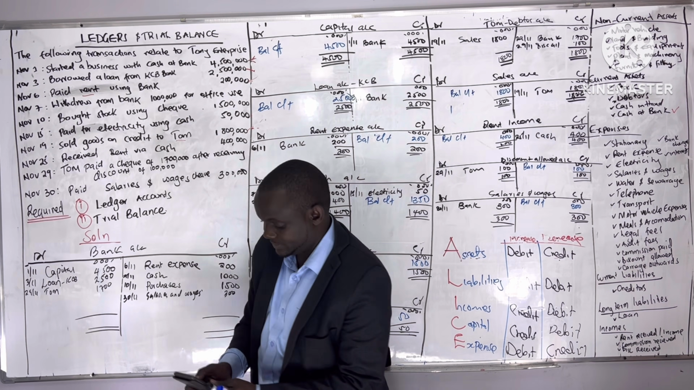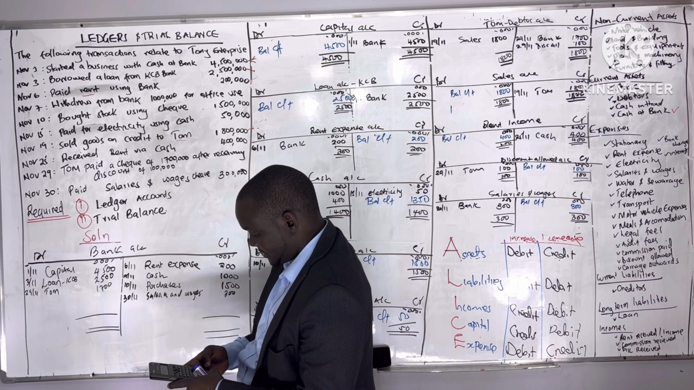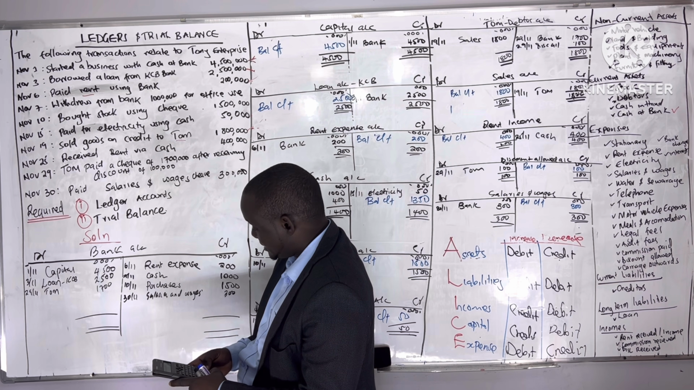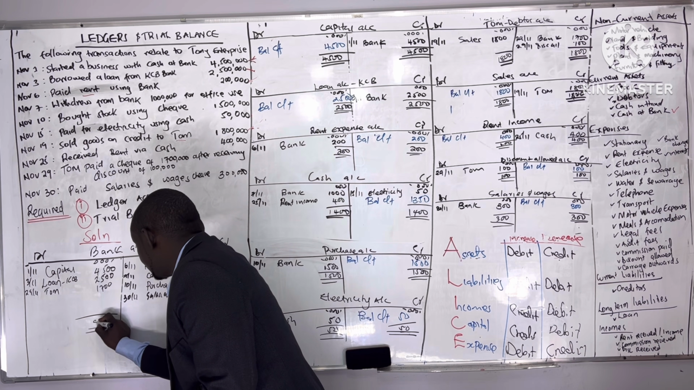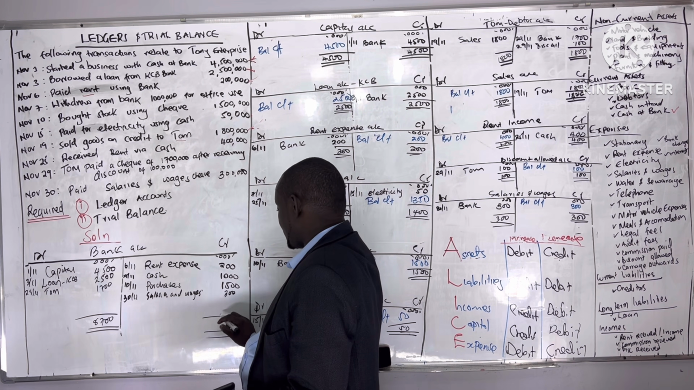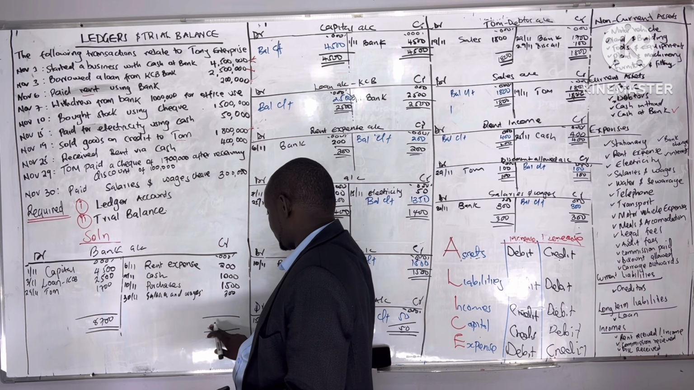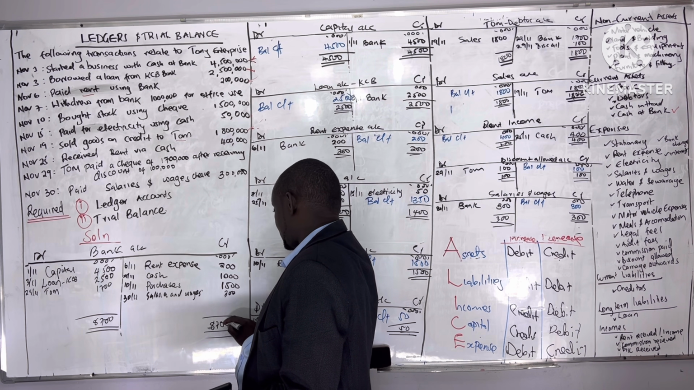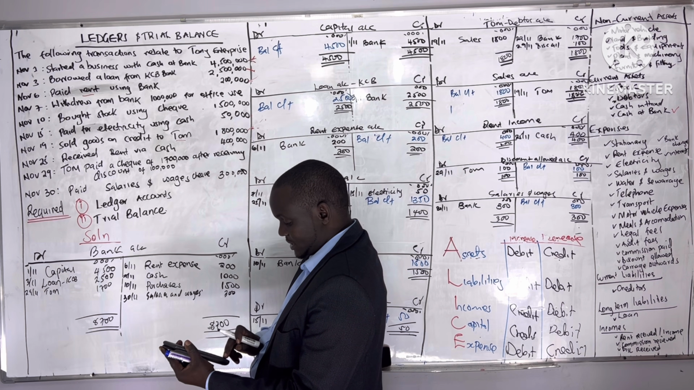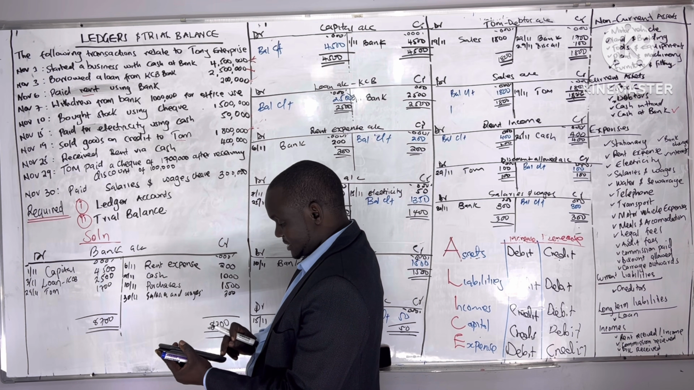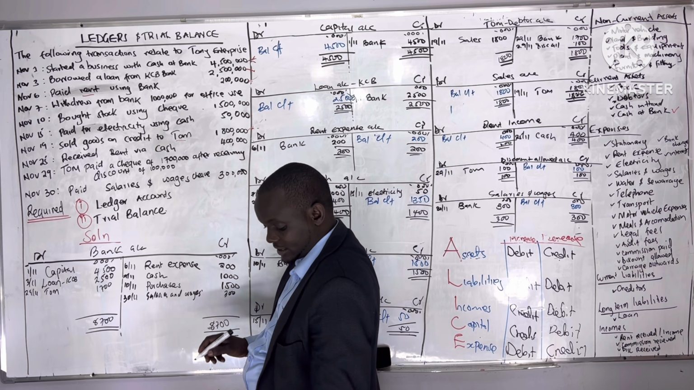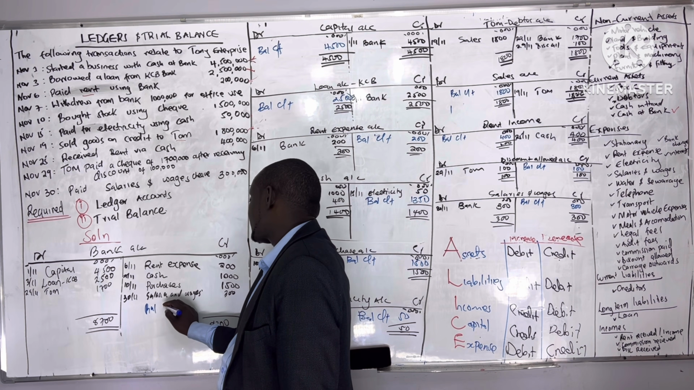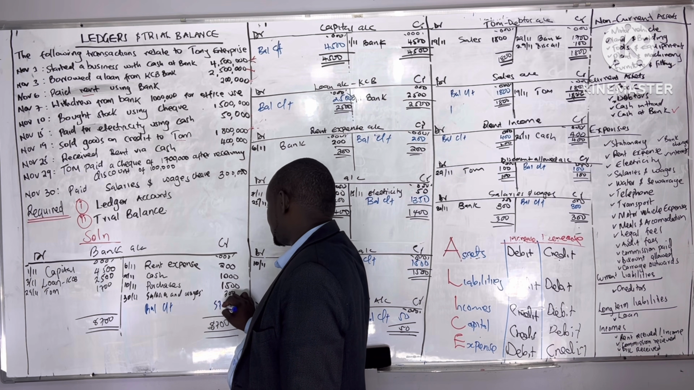Let me use a calculator. So here we have 4,500 plus 2,500 plus 1,700. The total here is 8,700. I want this side to be 8,700. So I minus 200, I minus 1,000, I minus 1,500 and I minus 300. This side has 5,700. So the balance carried forward is 5,700.